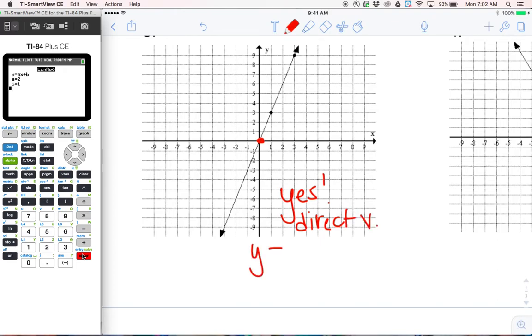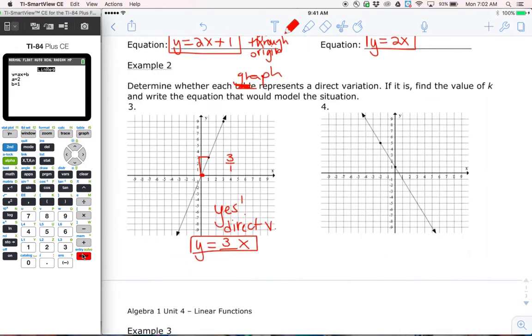So my equation is going to be y equals kx. In other words, what are we multiplying by? Well, it's honestly just slope. What's my rise over run? Up 3 over 1. So this equation is going to be y equals 3x. Let's look at the next one.